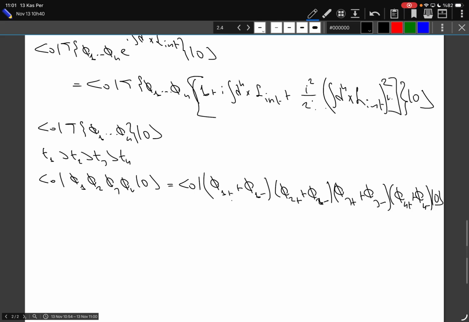Now, phi 1 plus will annihilate the 0, so I can just drop it. So let me just look at this phi 1 minus. I have to commute it all the way to the other side. So I will get, now I have, let's say, phi 1 minus phi 2 plus. This is the commutator of phi 1 minus phi 2 plus, plus phi 2 plus phi 1 minus. So when I commute this phi 1 minus towards the right, I get a contribution with the commutator.